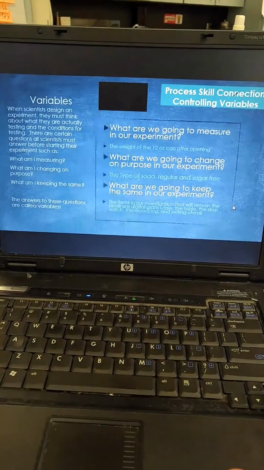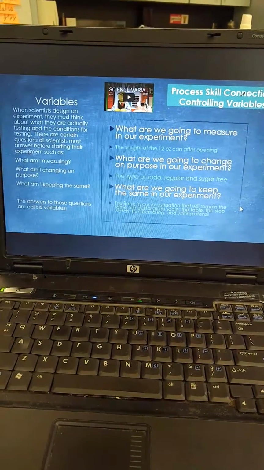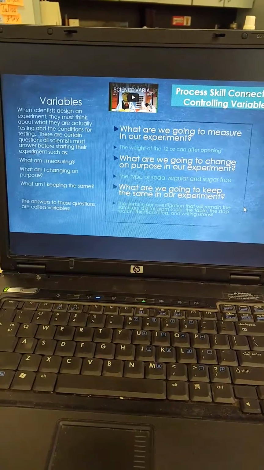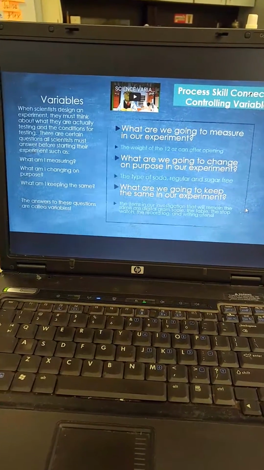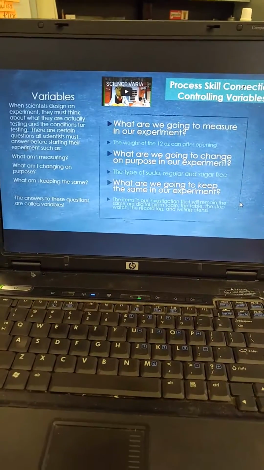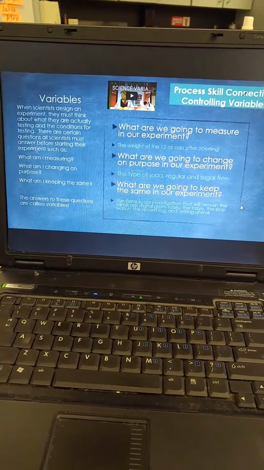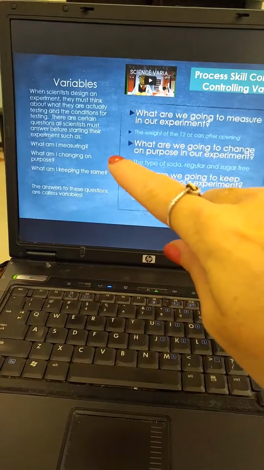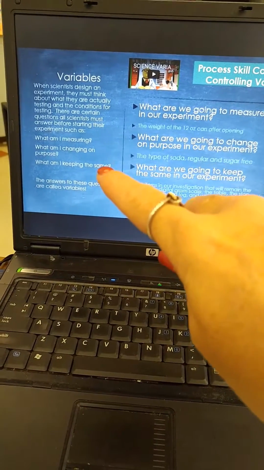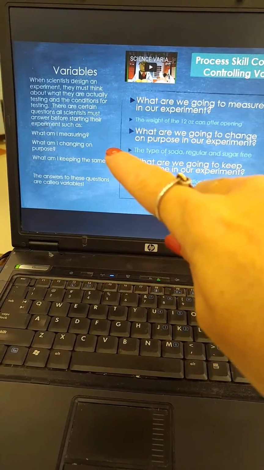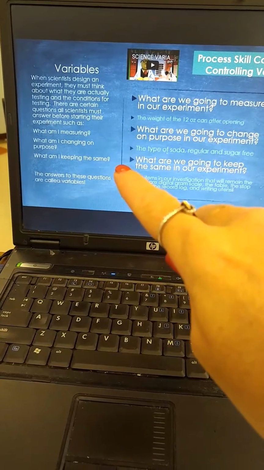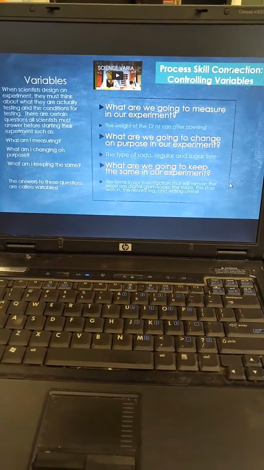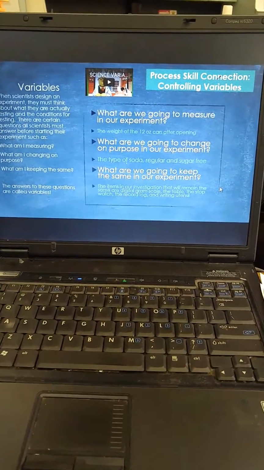Day 3, we worked on variables. When scientists design an experiment, they must think about what they're actually testing and conditions of testing. There are certain questions that all scientists must answer. Those 3 questions must be listed in their notebook. What am I measuring? What am I changing on purpose? And what am I keeping the same? That's the process skill of controlling variables.